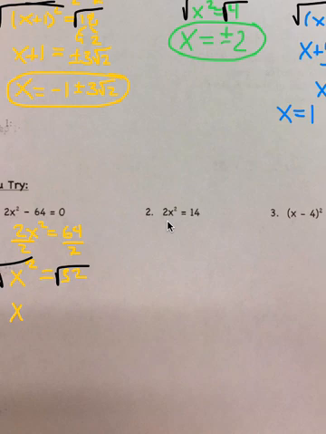So this gives me x, and then 32, think about it, breaks down to 16 times 2. The square root of 16 is 4. So I'm going to have plus or minus 4 square roots of 2. And that's my answer.